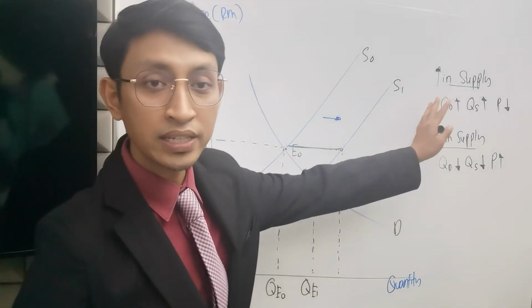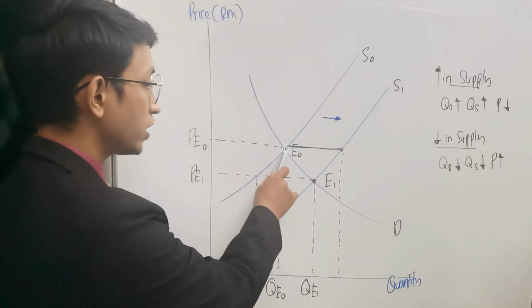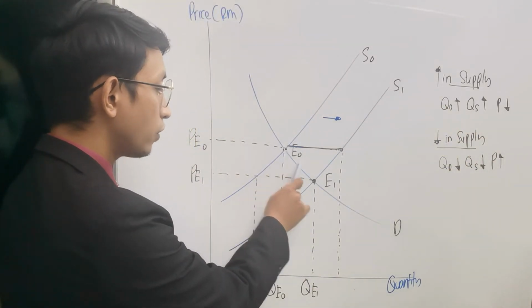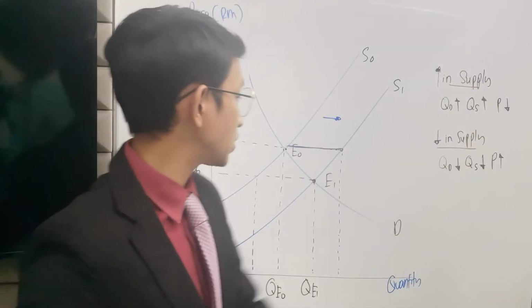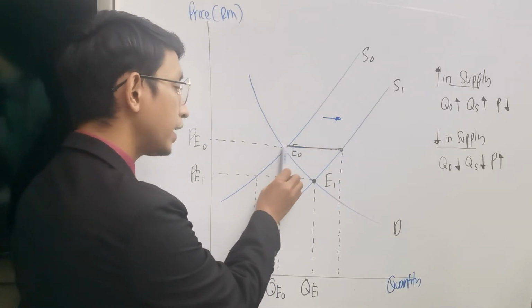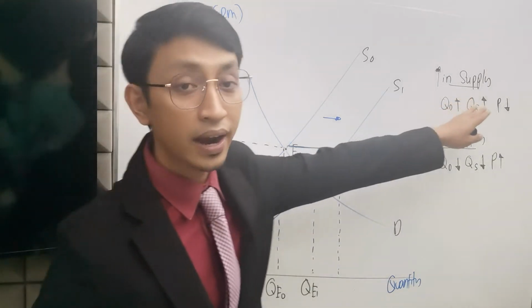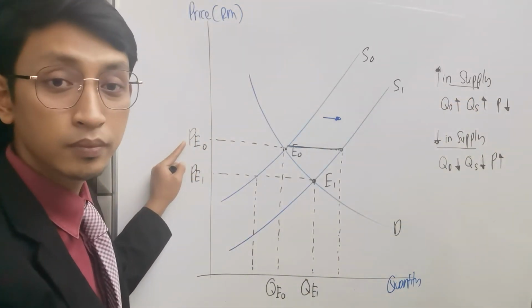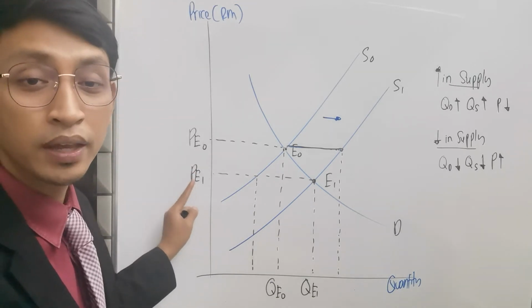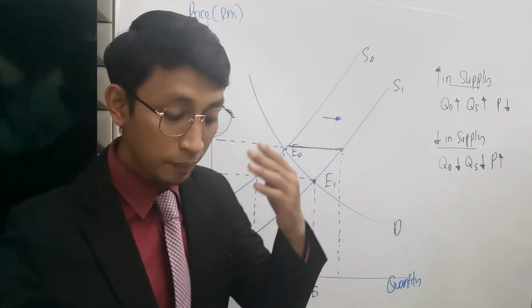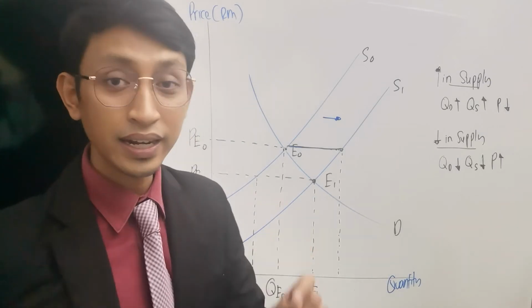So what I can conclude is, when there is an increase in supply, the quantity demanded will increase. Originally, the quantity demanded is here, now the quantity demanded is here. Quantity supply will increase as well. Originally, our quantity supply is here, now our quantity supply is at this point. And price will fall. The original price equilibrium is here and the new price equilibrium is lower than the previous price. So that's the conclusion if we have an increase in supply.